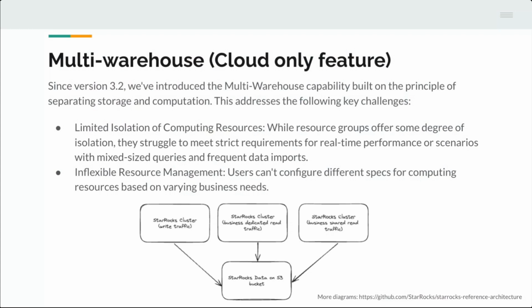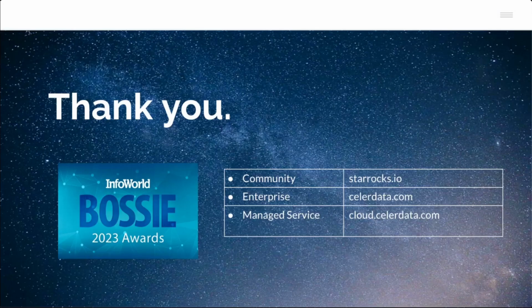So this capability of having elasticity along with being able to isolate traffic for various business units or various use cases, we call this multi-warehouse, and it's going to be only available in CelerData Cloud. All right, so that's it for the 3.2.